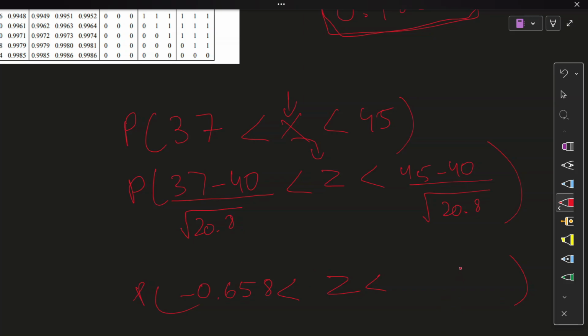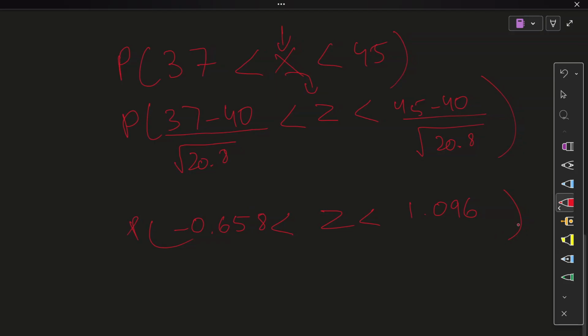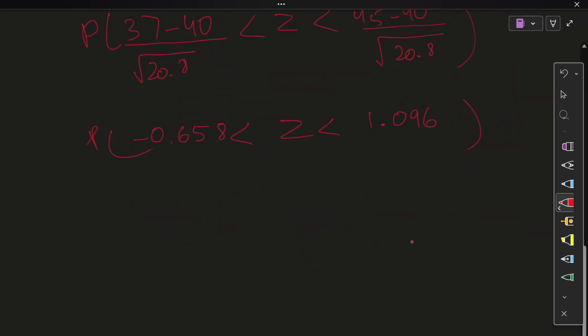Anyways, for the other part we have 45 minus 40 divided by under root 20.8. Now I'm getting 1.096. Okay, so these are two z values. We call these critical values as well, because that is a terminology the examiner uses, so I'm going to use it too. Anyways, so what do we need? Now let's imagine what probability we need to find. Probability of whatever z is, it should be less than 1.096 and greater than negative 0.658.